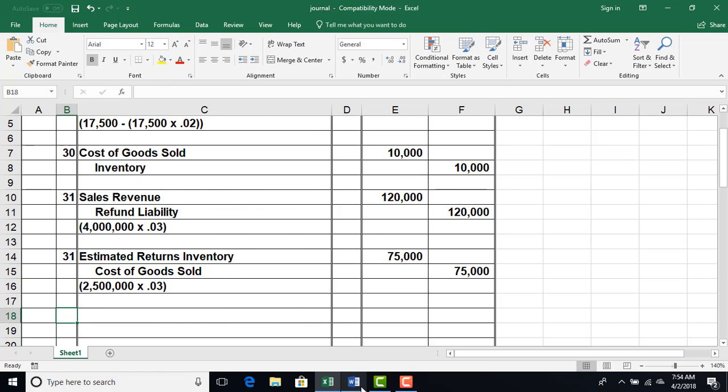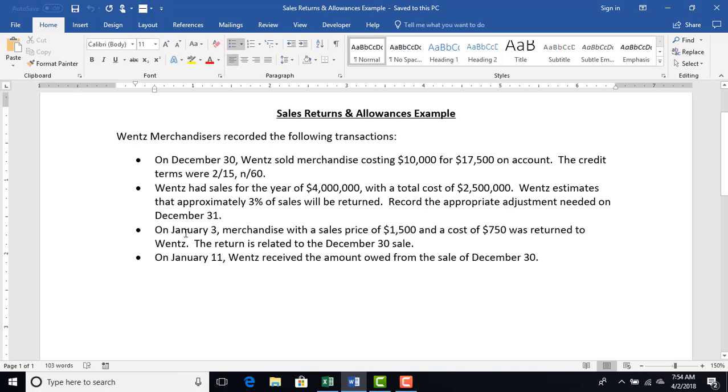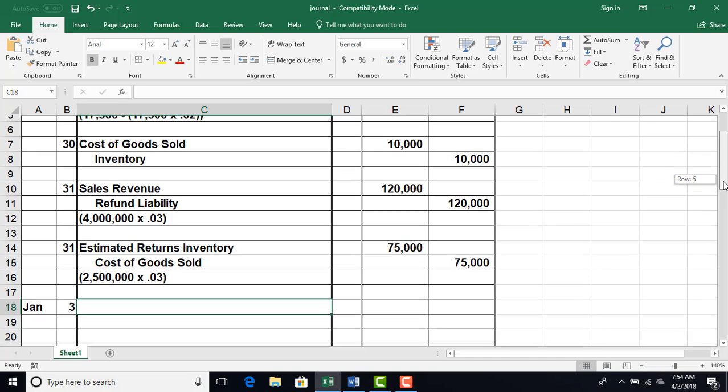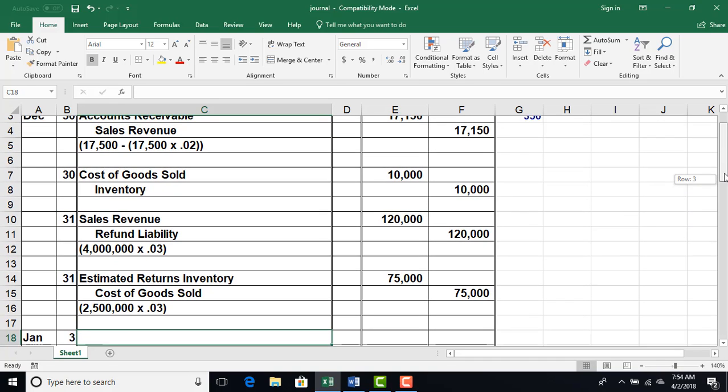Moving on to transaction number 3 here. It says on January 3rd, merchandise with a sales price of $1,500 and a cost of $750 was returned to Wentz. This return is related to that December 30th sale. So recording this transaction for January 3rd, I'll put JAN in here because this is a new month, and this is the 3rd of January. Remember, it's related to this sale that I already recorded up here.